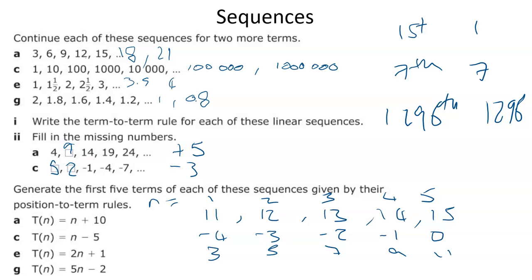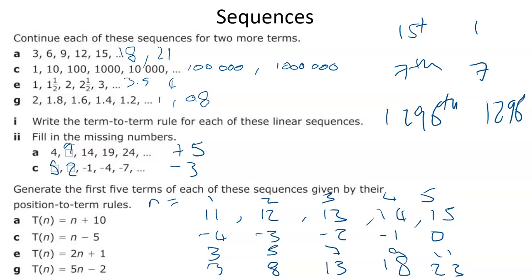And here again, it's 5 times 1, because that's the value of n for the first term. 5 times 1, take 2. 5 times 2, take 2. 5 times 3, take 2. 5 times 4, take 2. Hopefully I've not made any mistakes there, but I'm sure you'll let me know in the comments if I have.